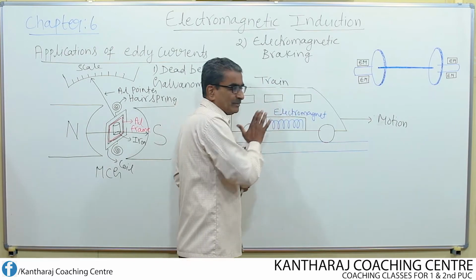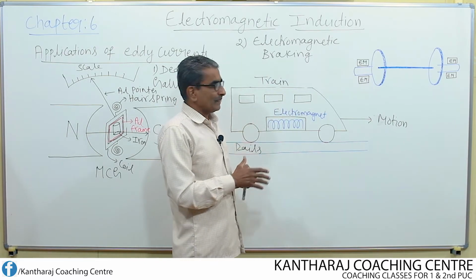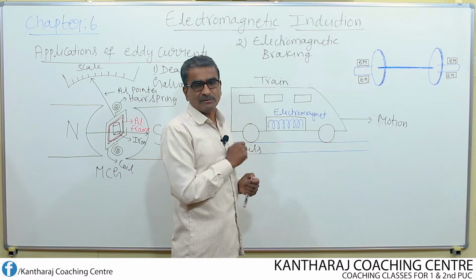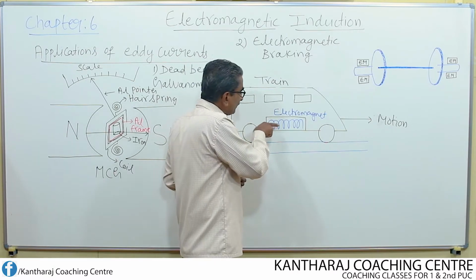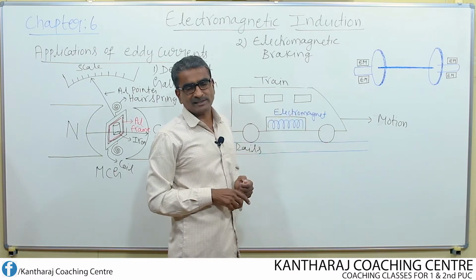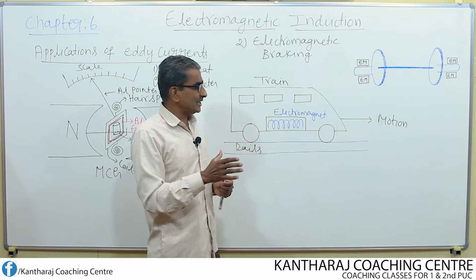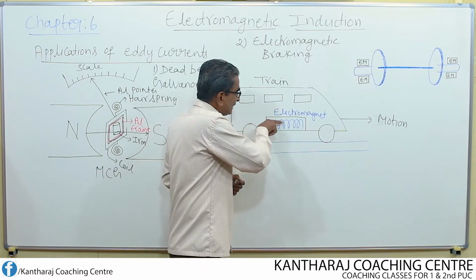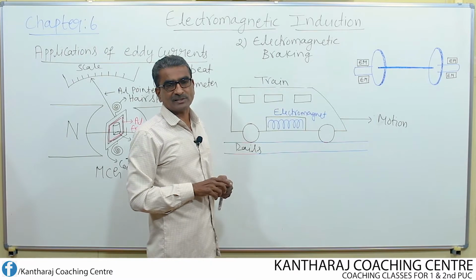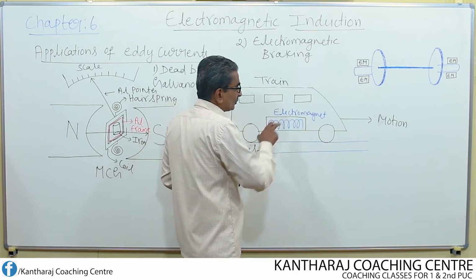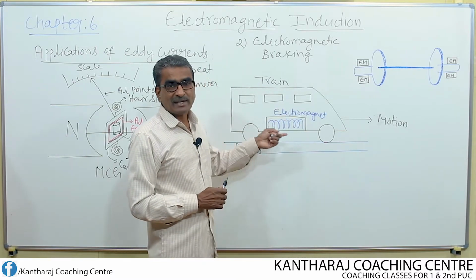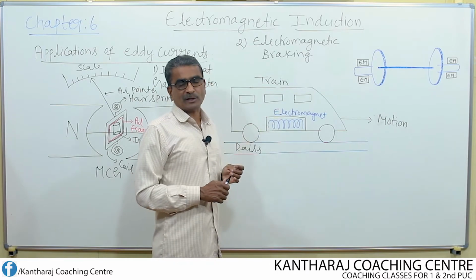Whenever we want to stop the train, when we apply the brake to stop the train, then large current flows through this electromagnet. That means at the time of application of the brake, large current is made to flow through the electromagnets. When large current flows through the electromagnet, the magnetic field is produced by means of the electromagnet.